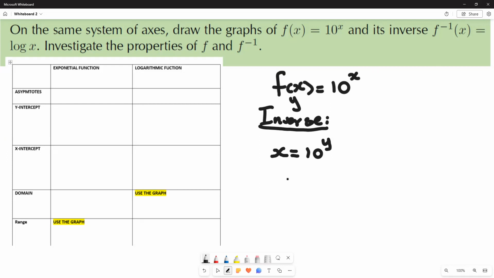Okay. And then from here, remember, on the previous video, we discussed our logarithms. We said the exponent always becomes the answer. Your exponent in this case is y. And then log base 10 x. Right. Remember I said log of base 10 can just be written as log x, right?